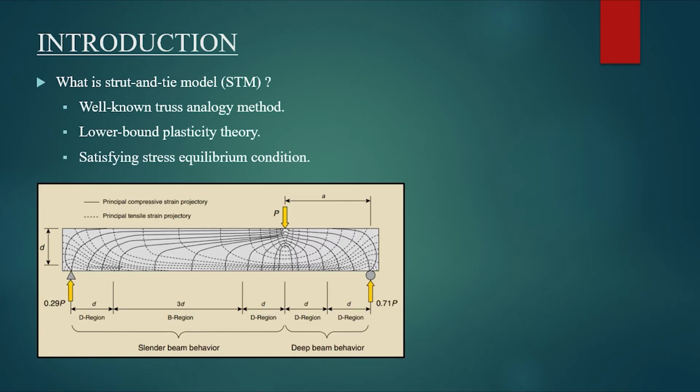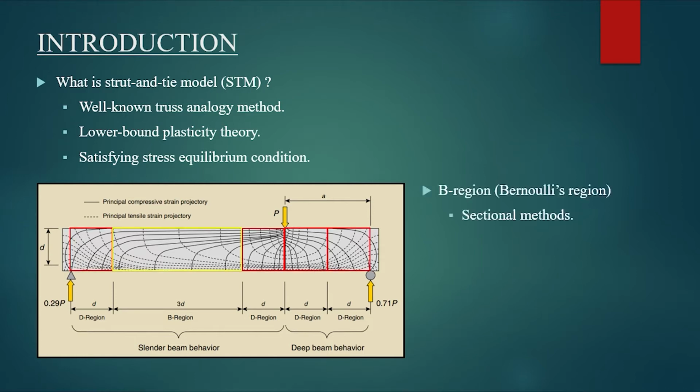From this figure, the beam can be classified into two regions, the D region and the B region. A B region, also known as a Bernoulli region, is where the stress can be determined according to the sectional method. For the D region, also known as a discontinuity region, the shear strength dominates the behavior, so beam theory cannot be used to determine the internal state of stress. Hence, the strut and tie model is adopted to design for this D region.